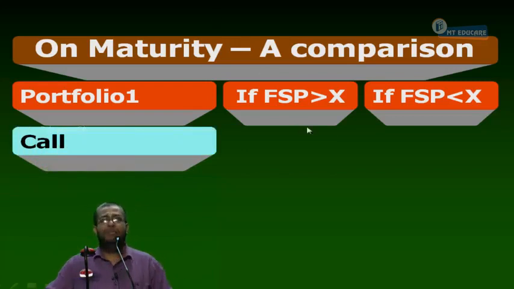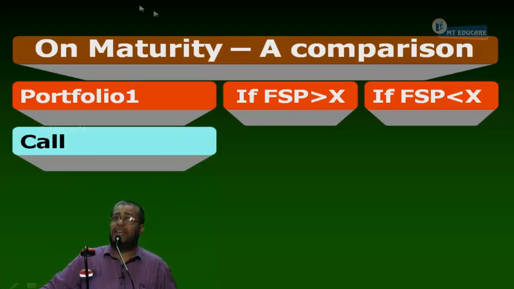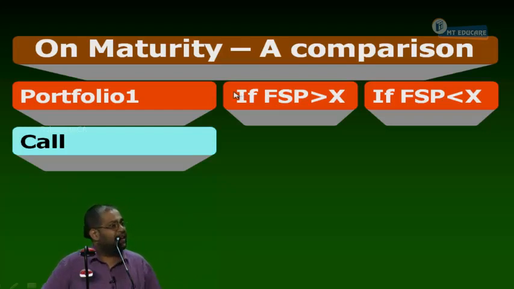Now tell me, on the maturity date, will you exercise the call or let it lapse? First case, FSP more than X. Exercise or lapse? Exercise. Why exercise? I have a right to buy at a lower strike price a share worth a higher FSP. I'll exercise. When I exercise, what will I do here? I will pay X and I will receive FSP. That means the value I get is FSP minus X.